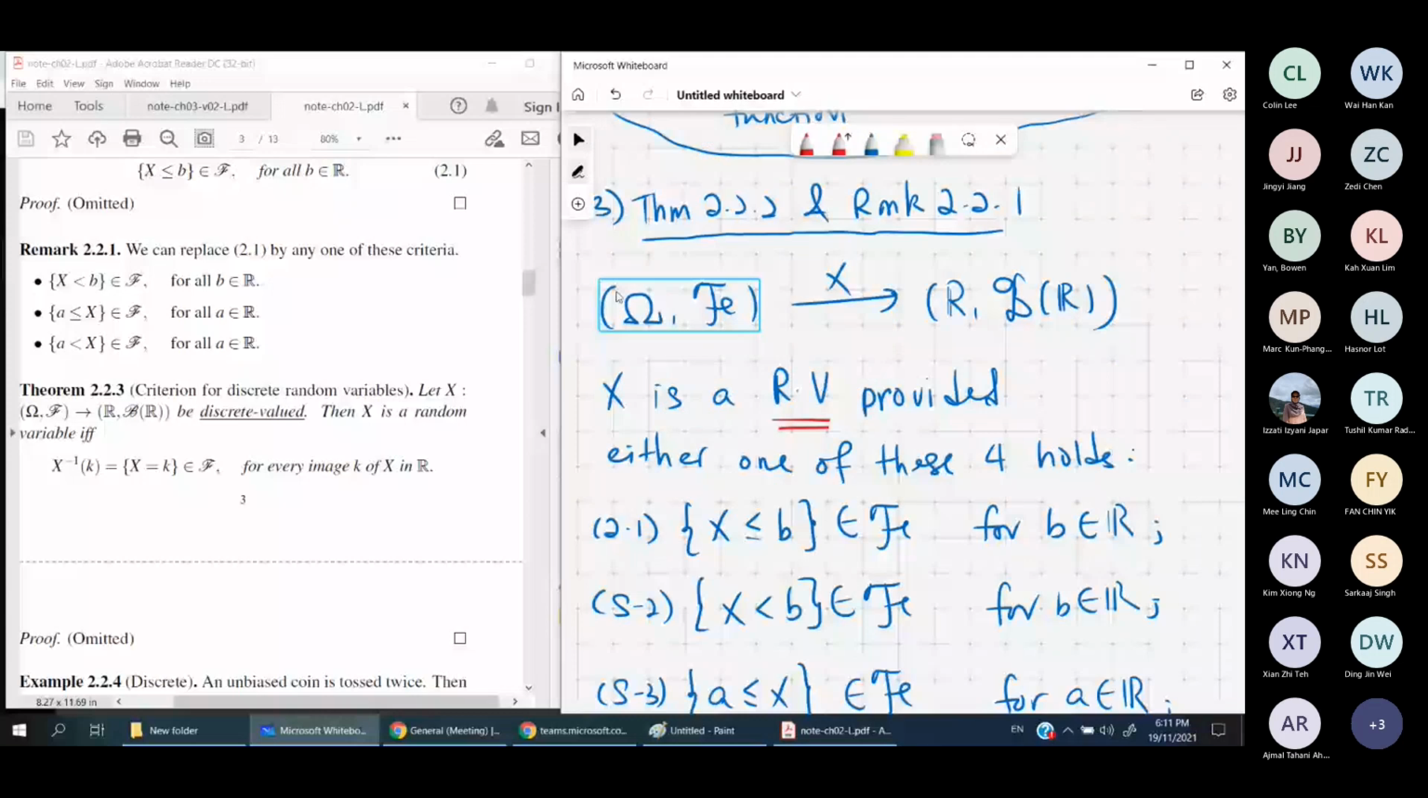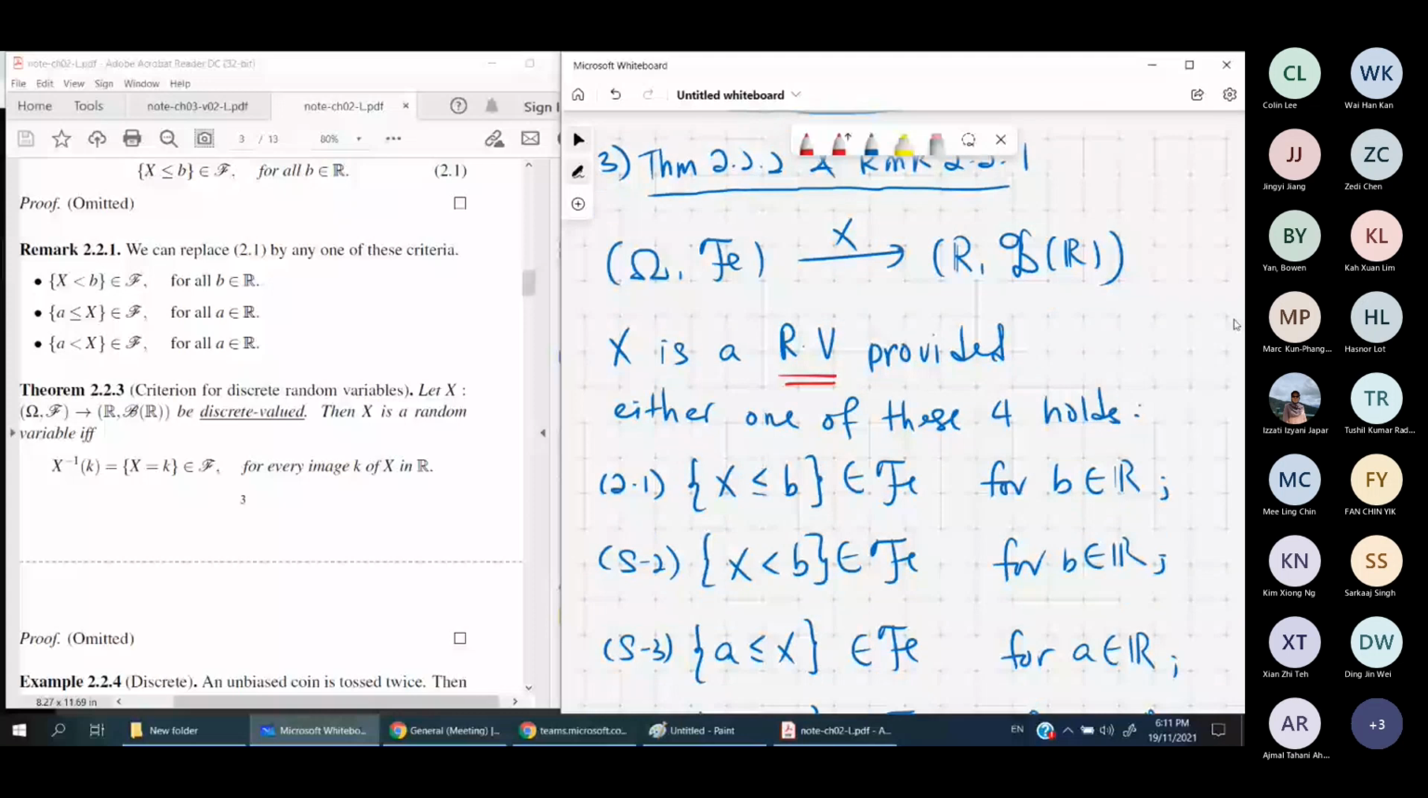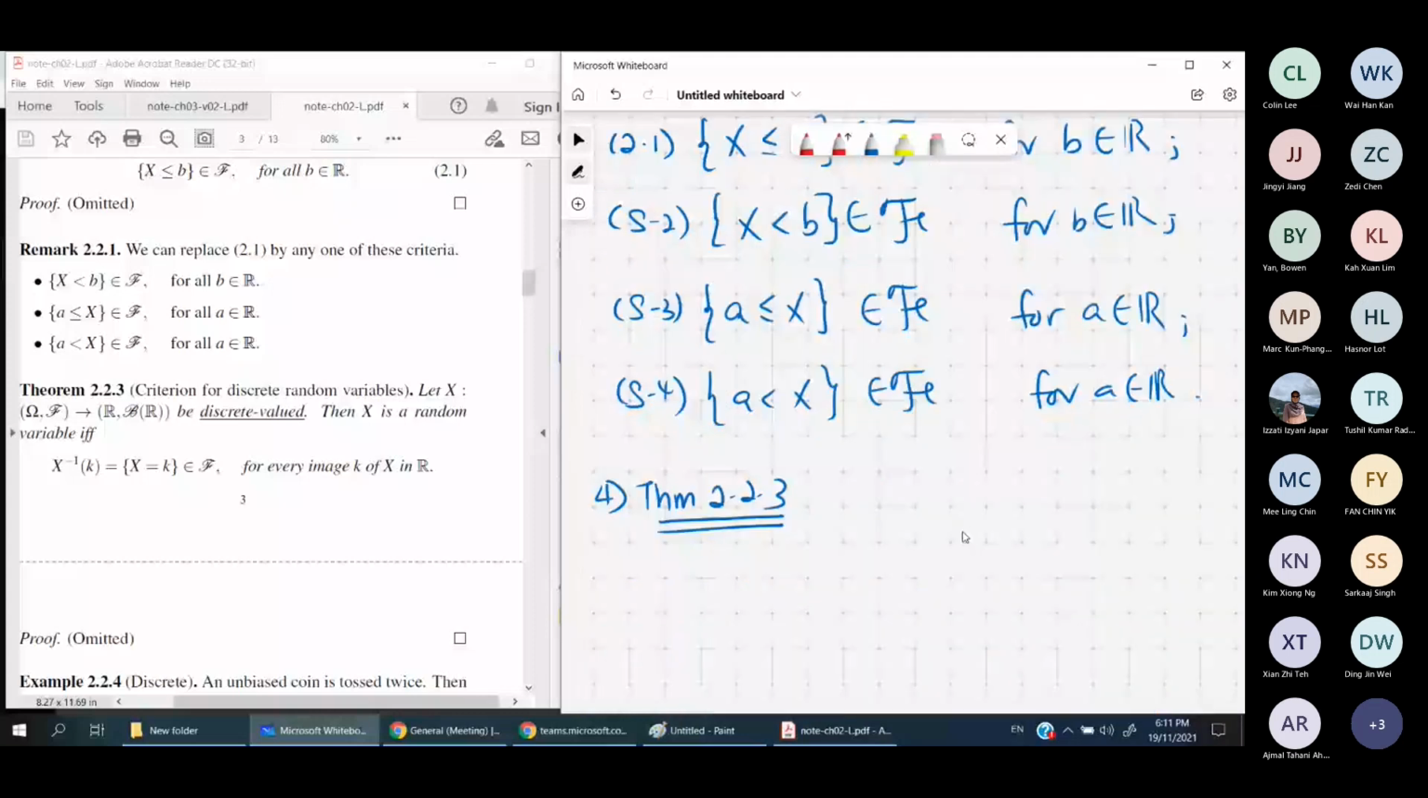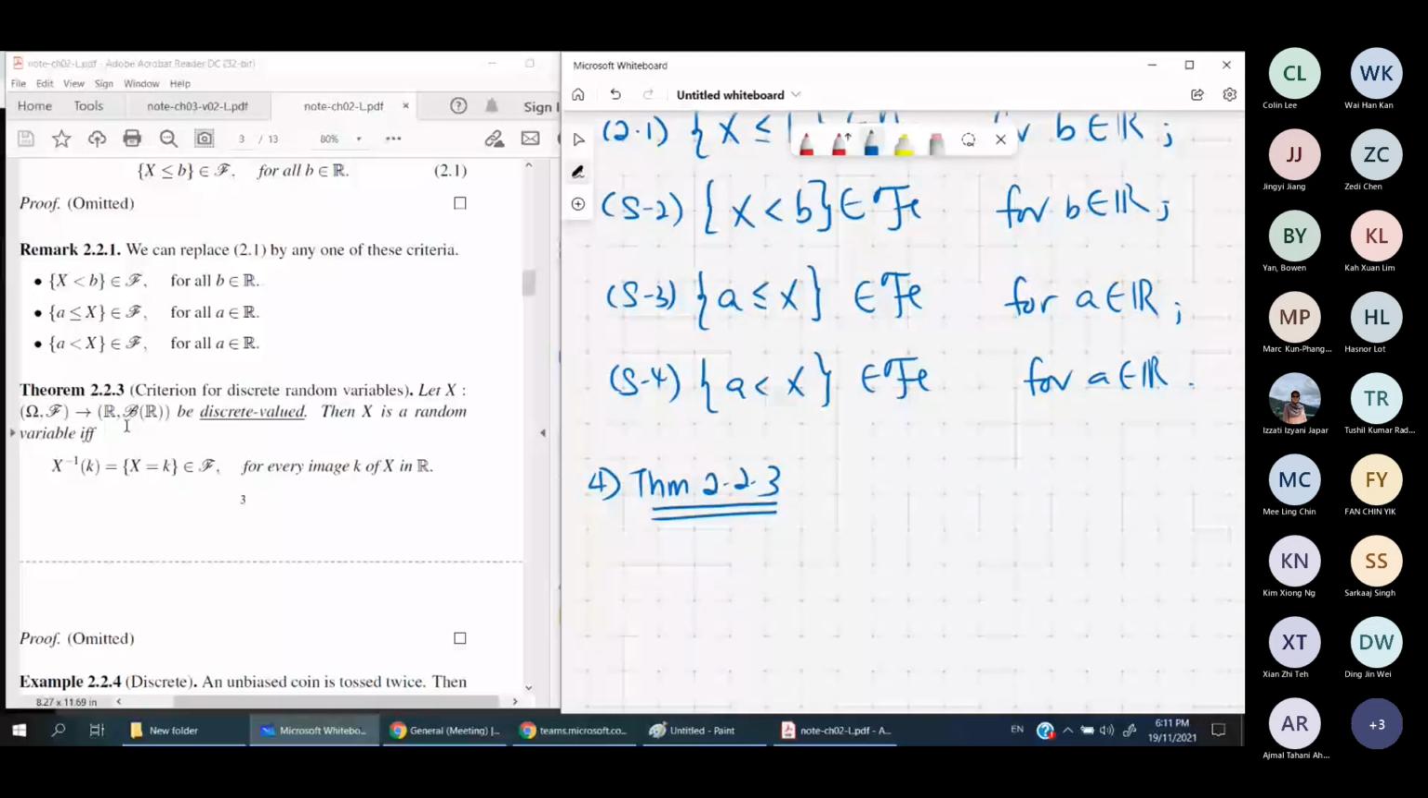In particular, if we know a given function takes only discrete or integer values, we can use a much easier way to test it. Supposing X is a function from a sample space with a given sigma field to R equipped with the Borel sigma field, and supposing X takes discrete values only, we know this.